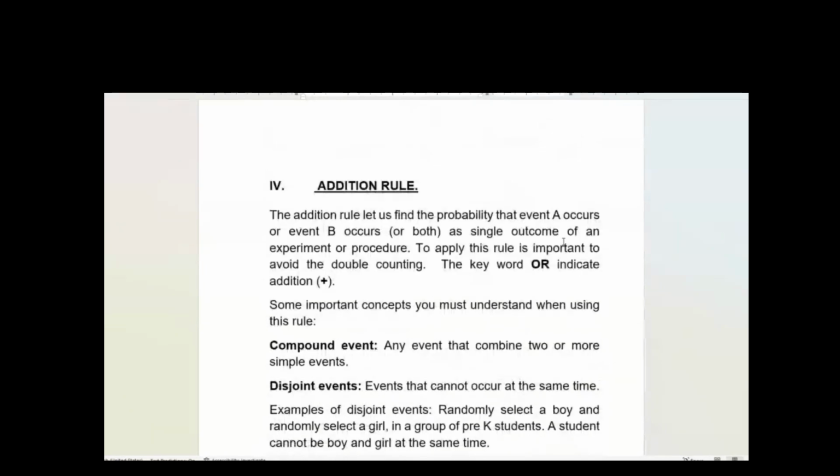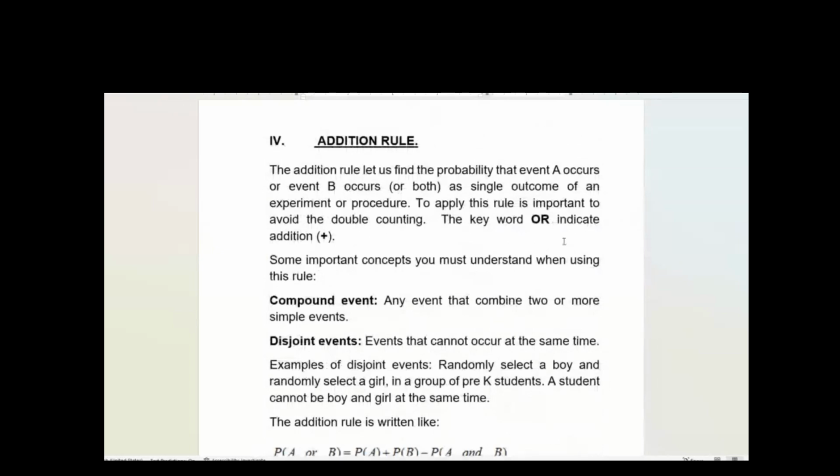Now, let's see what the addition rule is. The addition rule is the rule that lets us find the probability that an event A occurs or the event B occurs or both in a single outcome of an experiment or procedure. To apply this rule, it's important to avoid double counting. The keyword "or" indicates that we have an addition.